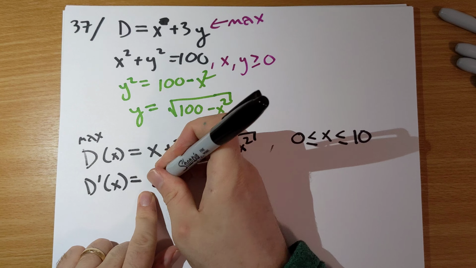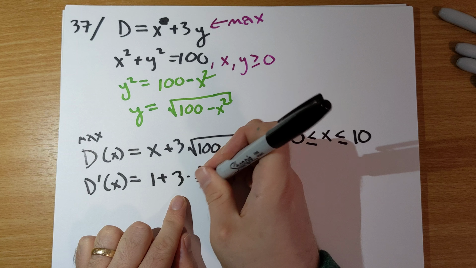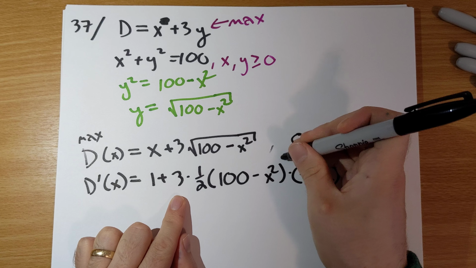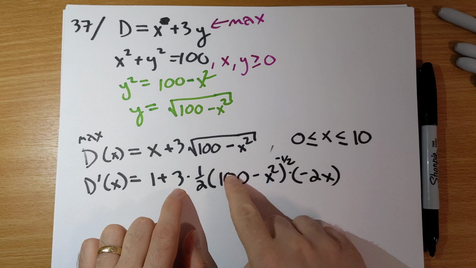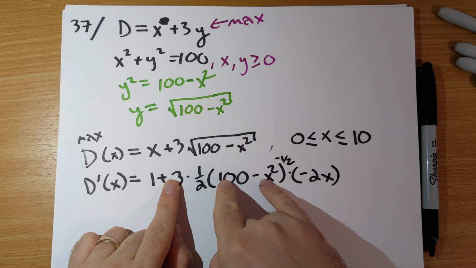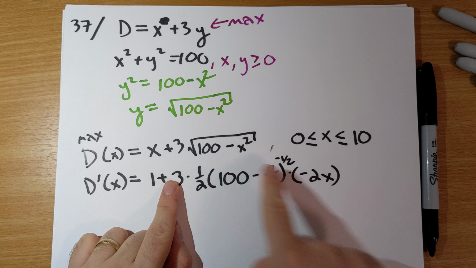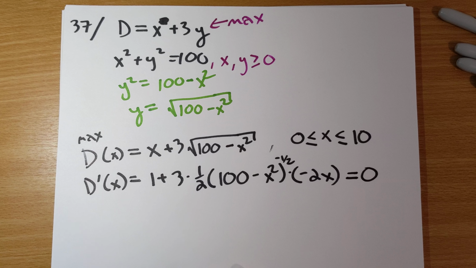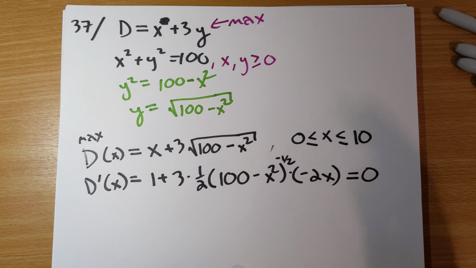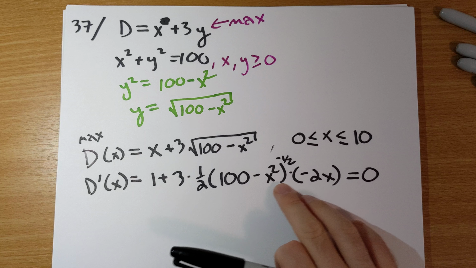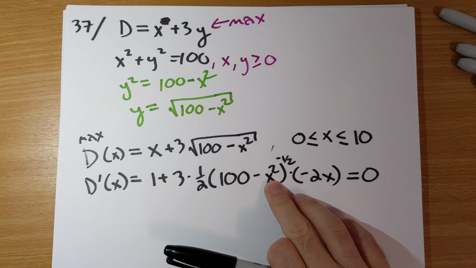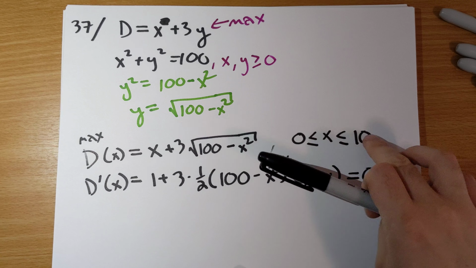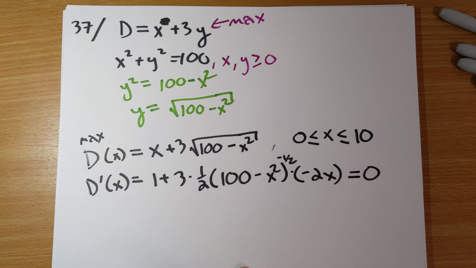So take the derivative here. We get 1 plus 3 times 1/2 times 100 minus x squared, raised to the negative 1/2, times negative 2x. So 3 comes down. The derivative of this is 1/2 times this raised to negative 1/2. Chain rule says multiply by negative 2x. Okay, so to look for critical points, we want this to equal 0. The only time this would be undefined would be if 100 minus x squared would be equal to 0.